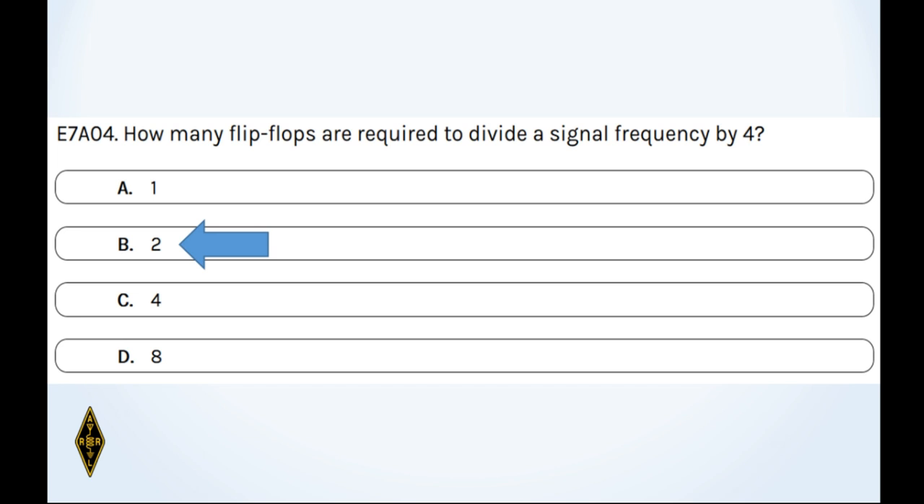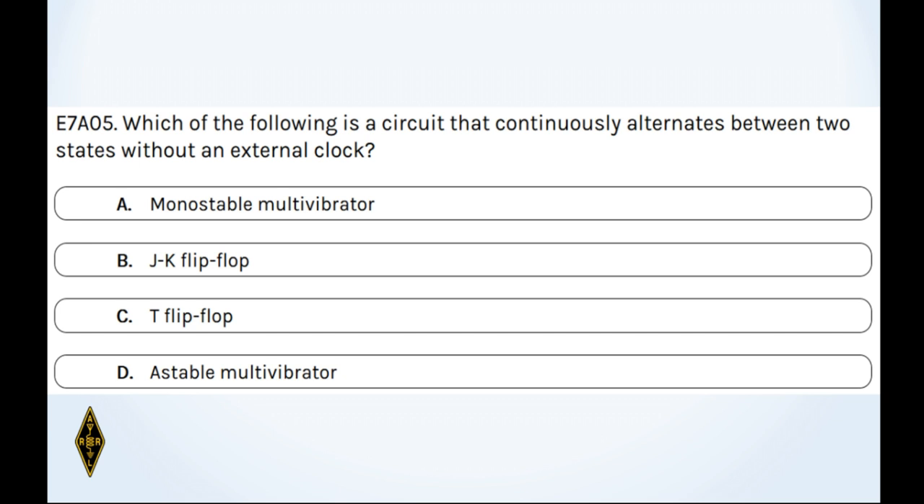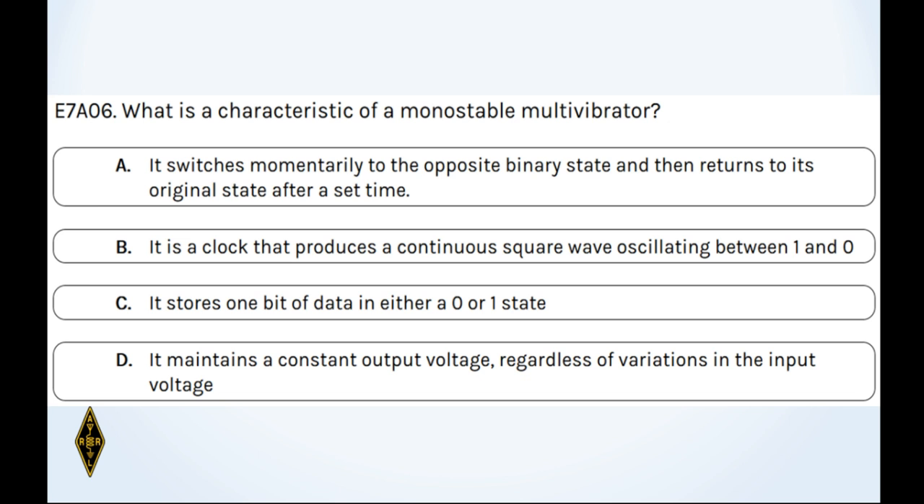And which of the following is a circuit that continuously alternates between 2 states? That is an astable, or not stable at all, multivibrator. It generates its own signal. It's a digital oscillator. And what is the characteristic of a monostable multivibrator? You're debouncing a switch. It switches momentarily to the opposite binary state, then returns.